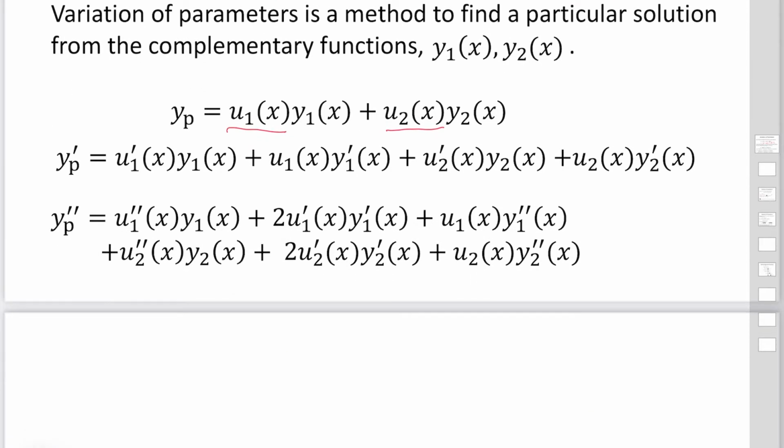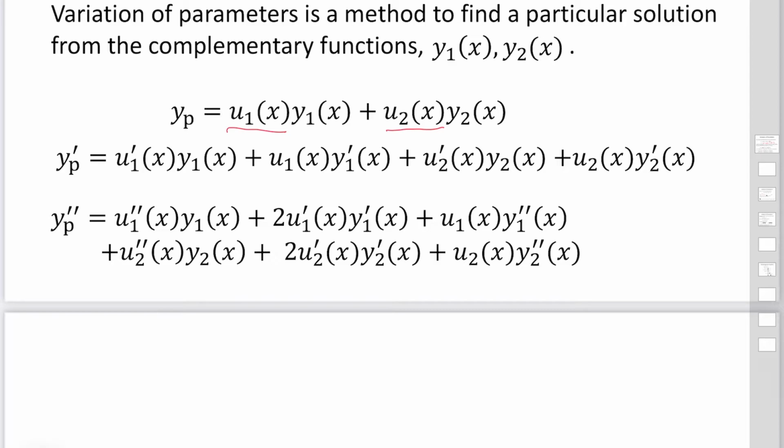Then the derivative y sub p prime is expressed as u sub 1 prime y sub 1 plus u sub 1 y sub 1 prime plus u sub 2 prime y sub 2 plus u sub 2 y sub 2 prime. And the second derivative of y sub p becomes u sub 1 double prime y sub 1 plus 2 u sub 1 prime y sub 1 prime plus u sub 1 y sub 1 double prime plus u sub 2 double prime y sub 2 plus 2 u sub 2 prime y sub 2 prime plus u sub 2 y sub 2 double prime.